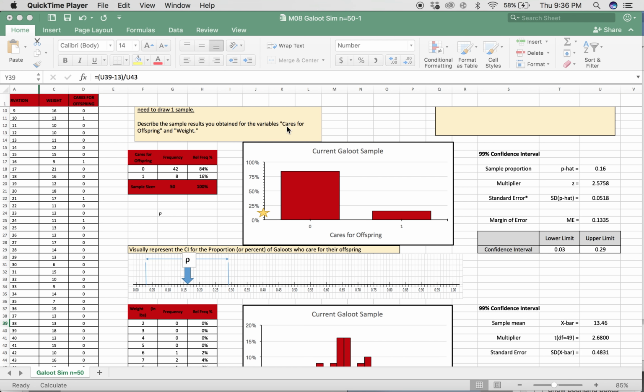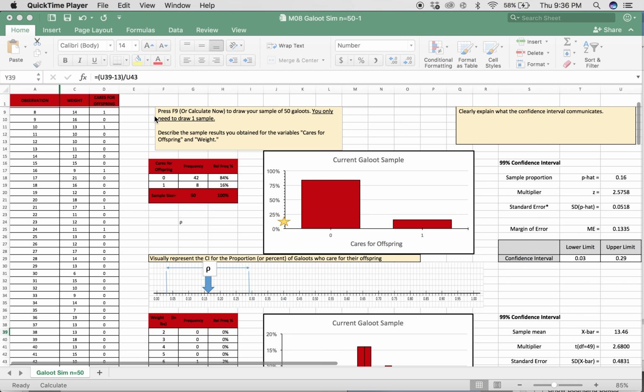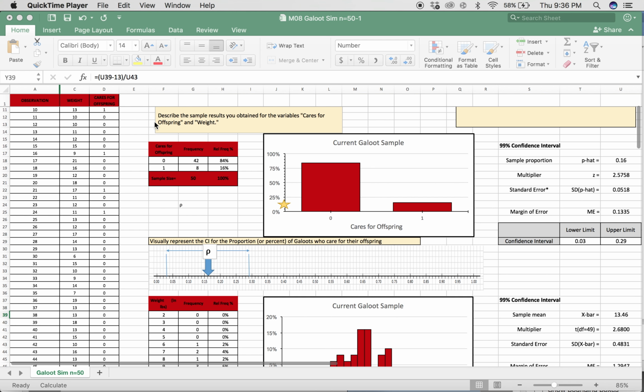So I had a really tough time understanding this week's material, so we'll see if I do okay on this. For step one, you just go ahead and pull a random sample, which I did. Looking at the sample, we see that 16% do care for offspring, which I marked over here, just so you could see where the ones that do care for offspring land.